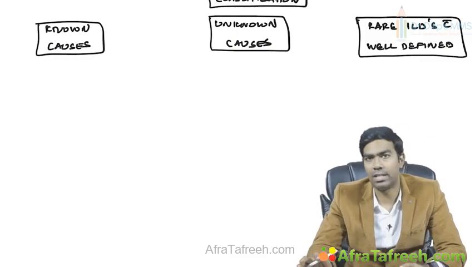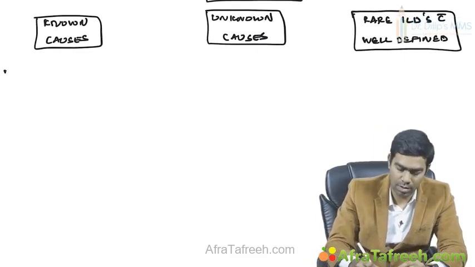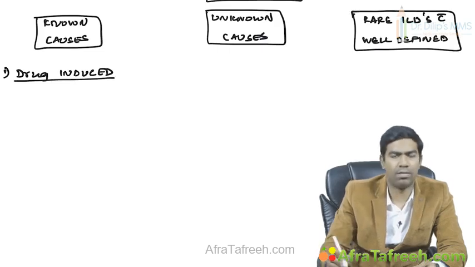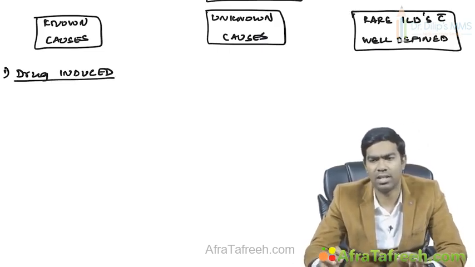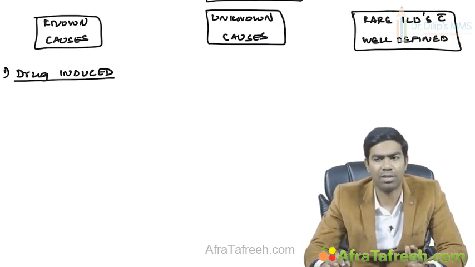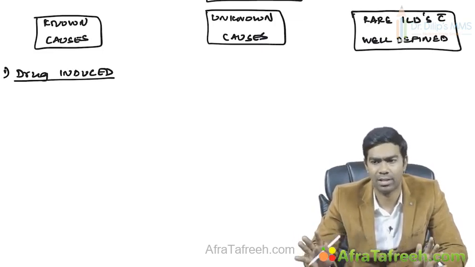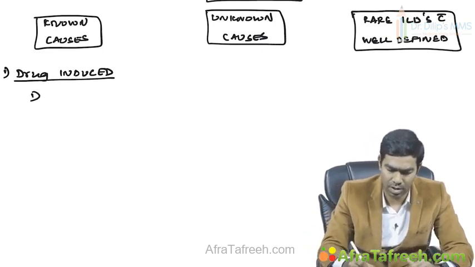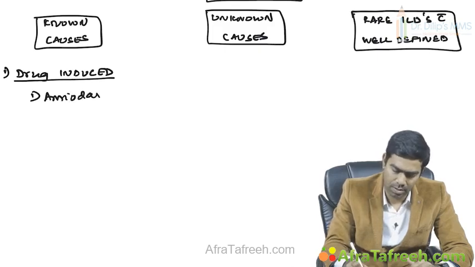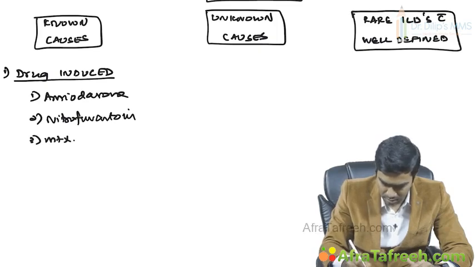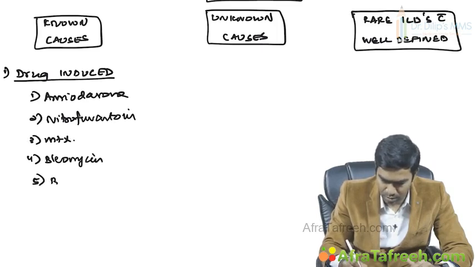Now let us see what are the ILDs that have known causes. Number one, topmost on the list, drug-induced interstitial lung disease. Whenever they ask about drug-induced ILD, I often tell the classic drugs you have to remember that cause pulmonary fibrosis. You all know amiodarone, nitrofurantoin, methotrexate, bleomycin, busulfan. Classic. These are things you have to tell first. One is amiodarone. Second is nitrofurantoin. Third is methotrexate. Fourth is chemotherapeutic agents like bleomycin and busulfan.